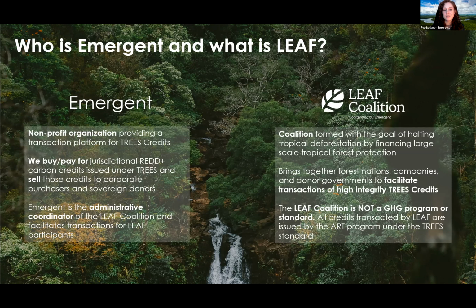I think it's important to emphasize that the LEAF Coalition is not a greenhouse gas program or a standard, unlike Verra or ART. We are just a collection of different buyers and participants in effectively the carbon market. So all TREES credits that are transacted by LEAF are issued by the ART program under the TREES standard.